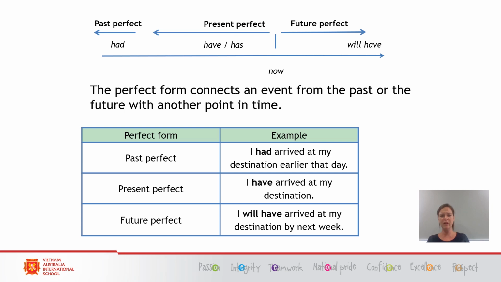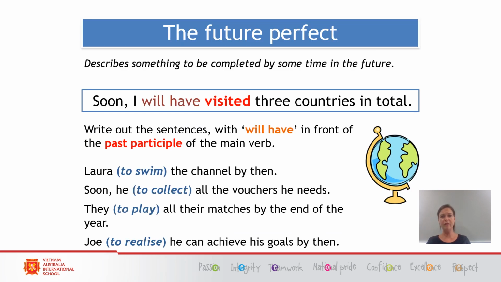So the future perfect is something that will happen in the future. It hasn't happened yet, but it will happen. We form the future perfect using the auxiliary verb will and the perfect form, the past participle of the verb. Again, it's a similar process for each form. The future perfect describes something to be completed by some time in the future, so it will be completed or will have been completed.